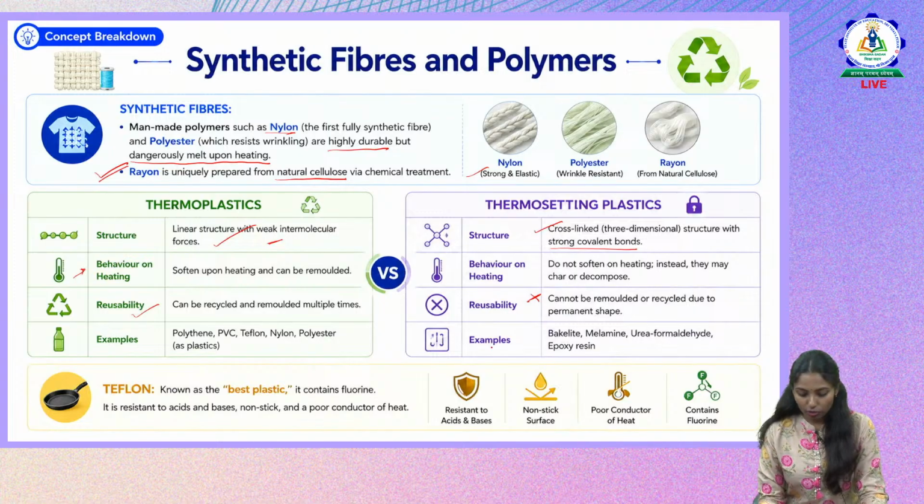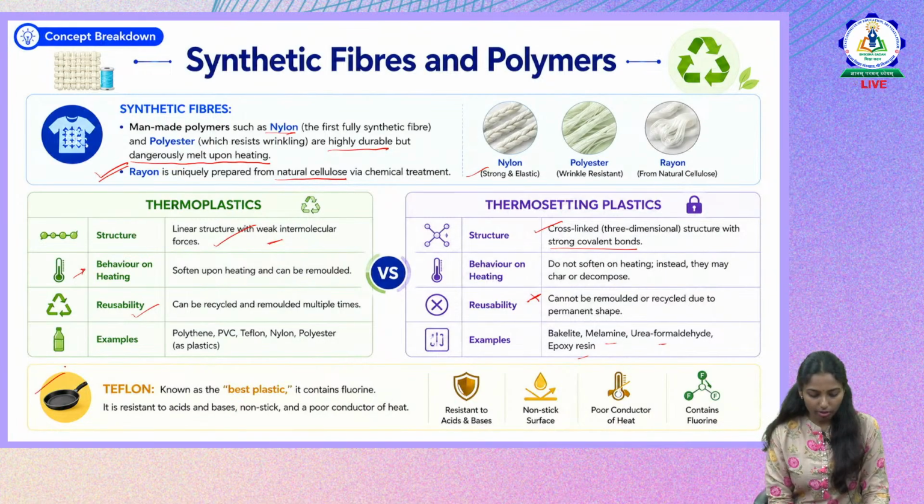Some examples of thermosetting plastics are bakelite, melamine, urea formaldehyde, and epoxy resin. If you see, all the switchboards that we have are made from thermosetting plastics. And there is one more thing that we can remember, which is Teflon. Teflon is known as the best plastic because it is resistant to all the acids and bases, and it's also used in cookware. But in cookware, the whole material is not made of Teflon. It is a thin coating of Teflon on the cookware.